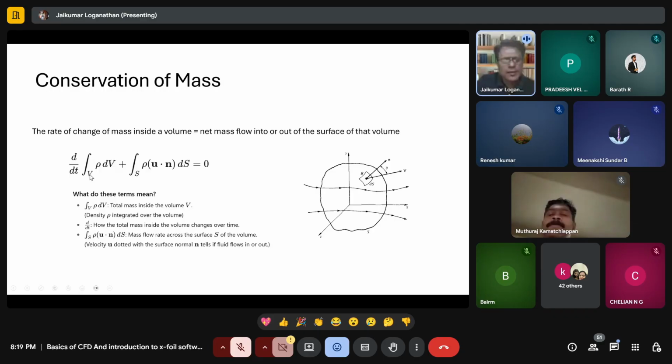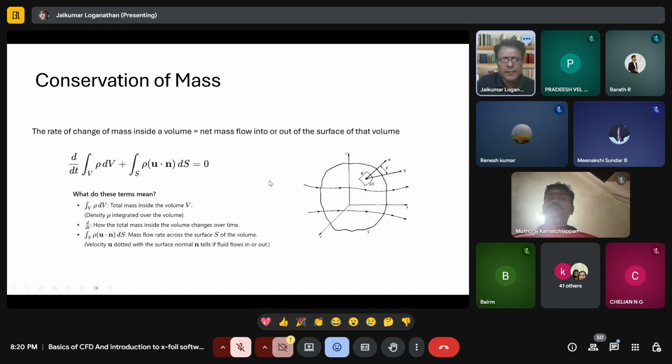So rho is nothing but the mass per unit volume, and then it's the time rate of change of mass per unit volume, which is integrated over the volume, and the mass that is coming in through the surface, right?